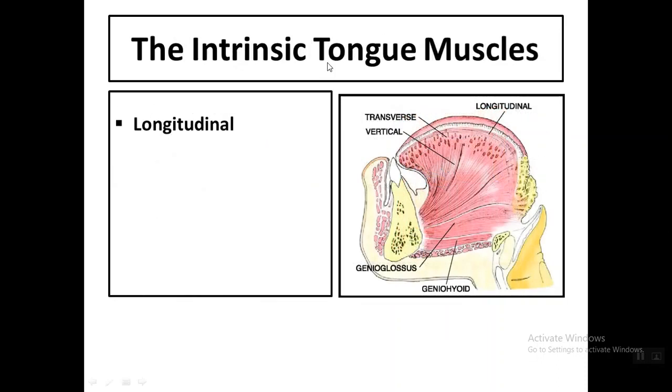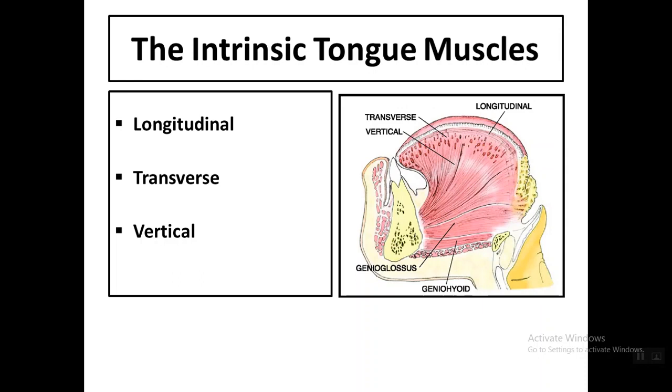The muscles of the tongue can be divided into two types, the intrinsic and the extrinsic. Intrinsic muscles form the substance of the tongue. The intrinsic tongue muscle is formed by longitudinal muscle, transverse muscle, and vertical muscle. These muscles form the substance of the tongue, and they are responsible for changing the shape of the tongue during movement.